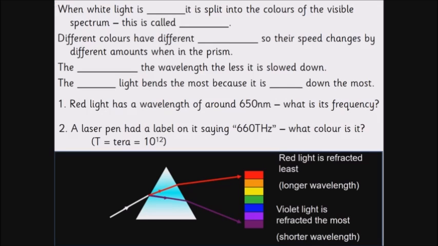Okay, so just a quick summary to make sure you're with us for the first bit. When white light is refracted, it is split up into the colours of the visible spectrum. This is called dispersion. Different colours have different wavelengths, so their speed changes by different amounts when in the prism. The longer the wavelength, the less it's slowed down. The violet light bends the most because it slows down the most.